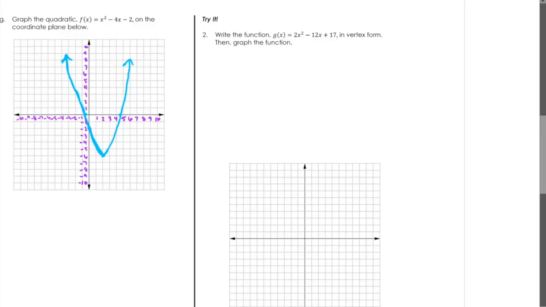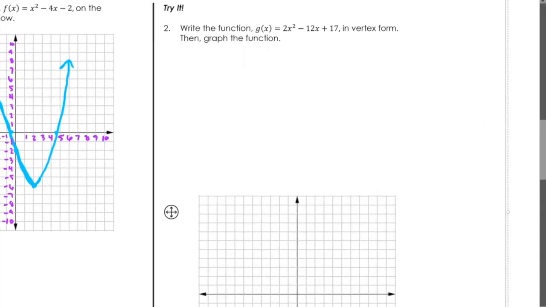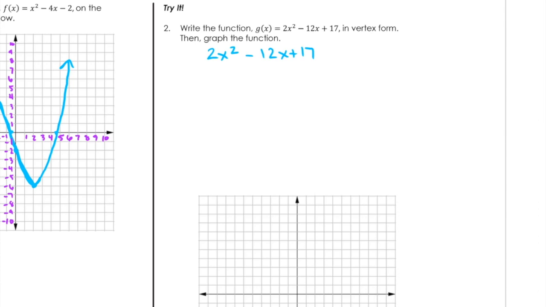The only thing we're going to do with the try it problem though is we are going to just find the vertex. That's the main point of this lesson, to really identify what the vertex is in vertex form. So right here we're going to write 2x squared minus 12x plus 17, and we're going to try and change this into vertex form. So the first thing we got to do is we need to take away this 2. Okay, so that means we need to divide everything inside of these parentheses by 2.